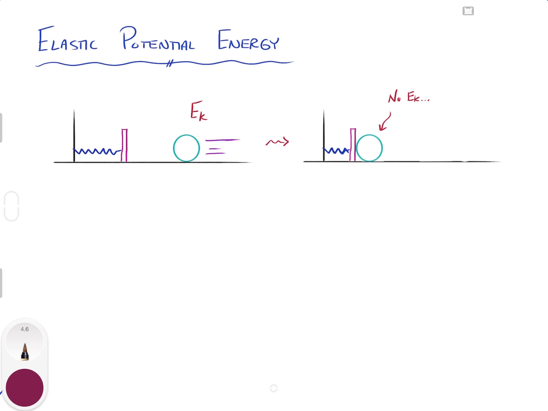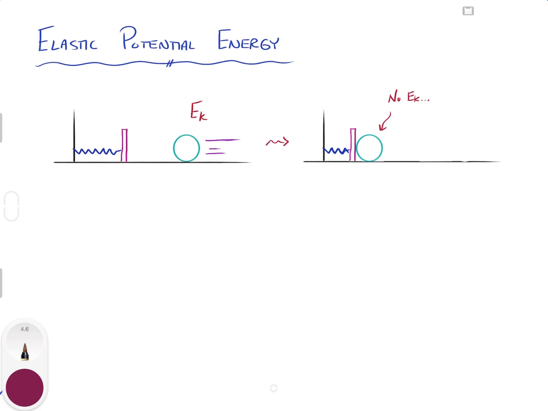To understand elastic potential energy, consider the example you see here, where we have a ball that's moving with some kind of kinetic energy and then slams into this spring. Now, when the spring compresses and at the point where the ball is at rest for a brief moment before being launched in the other direction, it has no kinetic energy. So the energy had to have gone somewhere. In this case, it can only have gone into the spring.